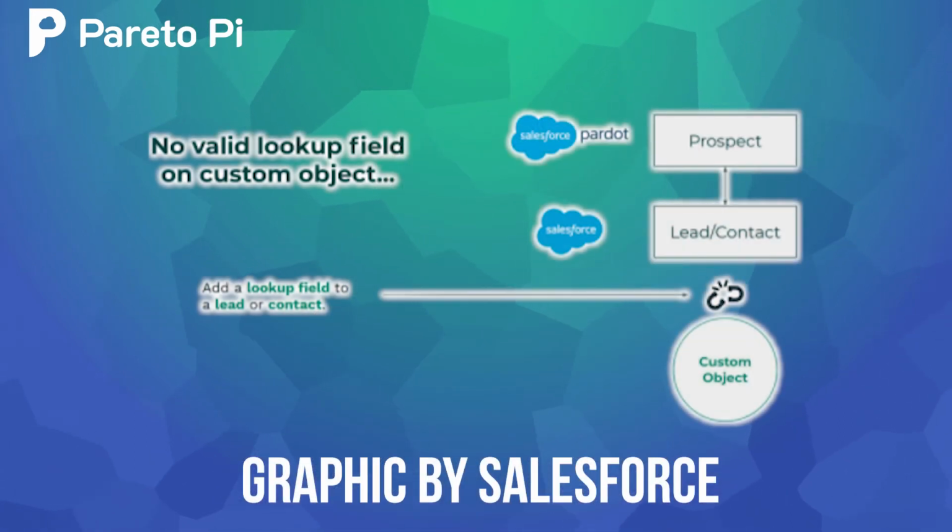Another issue might be if the custom object you're trying to connect with isn't related to a prospect record. In Pardot, you can have only custom objects that are directly tied to a lead or a contact record. But if that lead or contact does not have a lookup relationship to the custom object, Pardot won't give you the option to create that custom object in the first place.